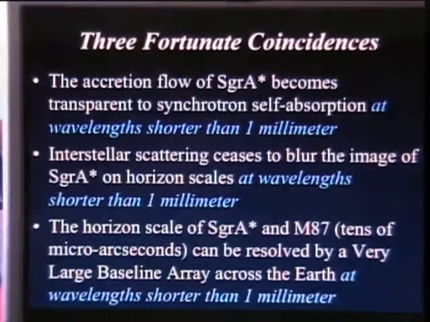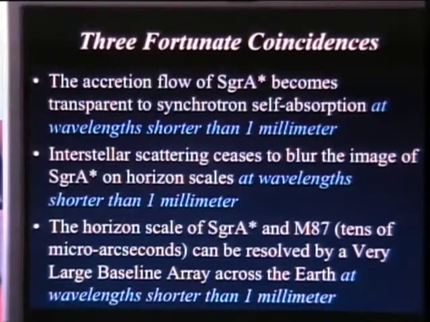And then there is the third coincidence. You can ask yourself, given the distance to Sagittarius A star, we know the angular size that the black hole there occupies, given the mass of the black hole. And as I mentioned, it's of order 30 micro arc seconds. Then if you want to build a telescope on Earth that has that resolution, the resolution of a telescope is given by the wavelength divided by the size of the aperture. The biggest aperture we can build on Earth would be as big as the Earth.